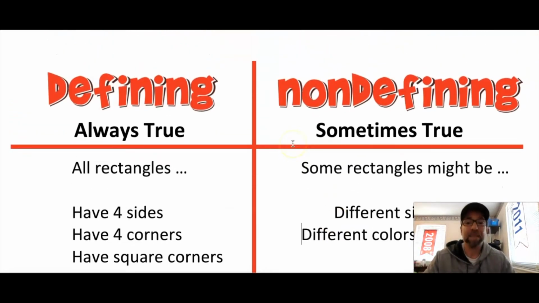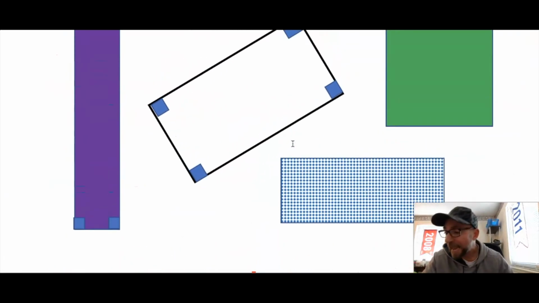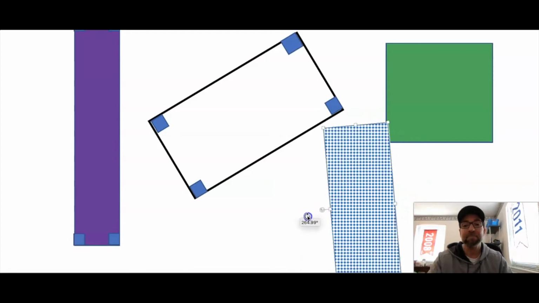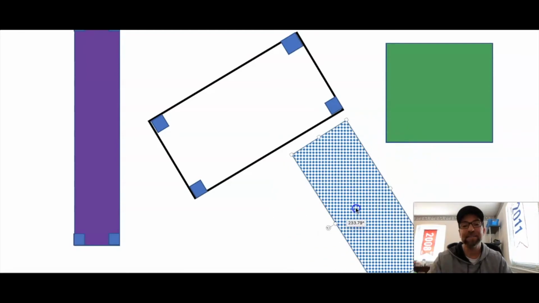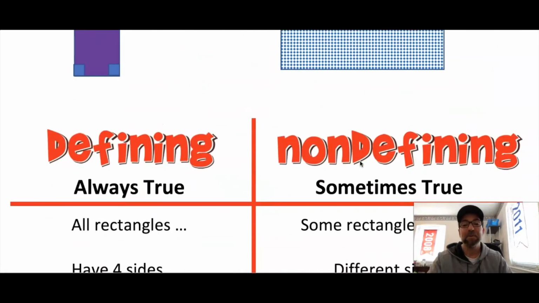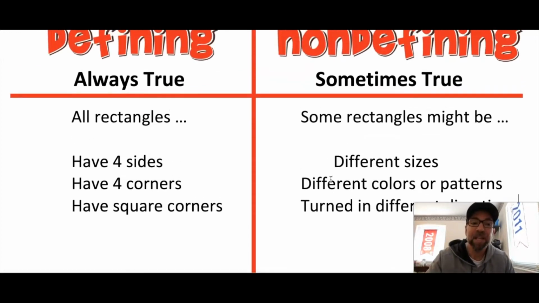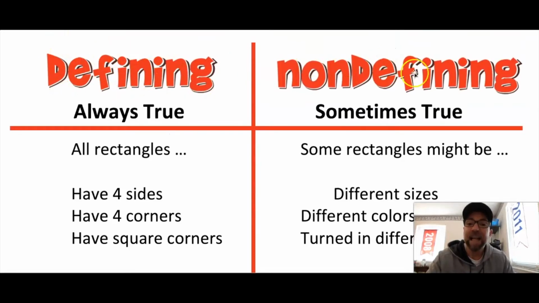And another thing that makes our rectangles different is they can be turned in different directions. It doesn't matter what my rectangle looks like. It's still a rectangle, no matter how I turn it. So another non-defining attribute is some rectangles might be turned in different directions. And that's okay. So we've looked at defining and non-defining attributes. Defining attributes are always true. Non-defining attributes are sometimes true.